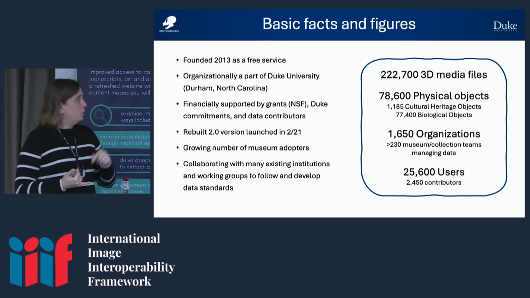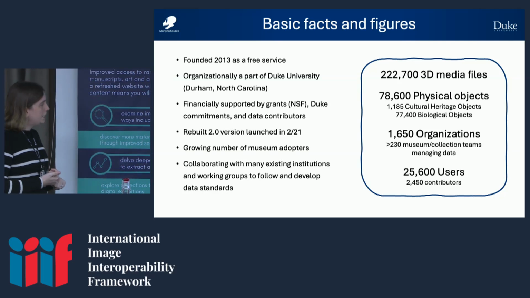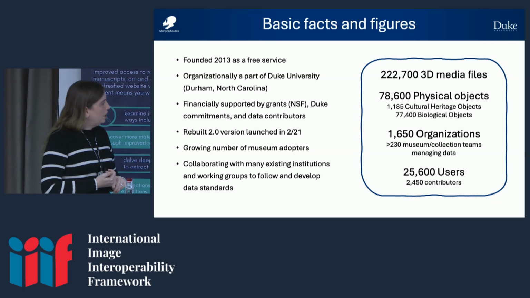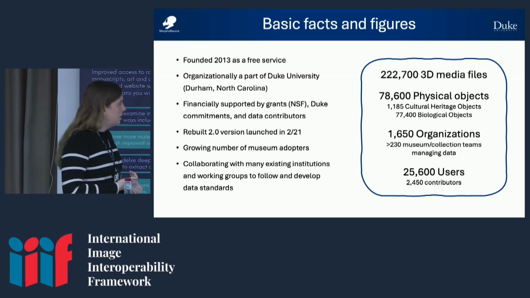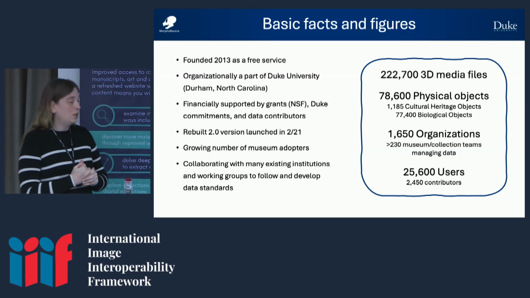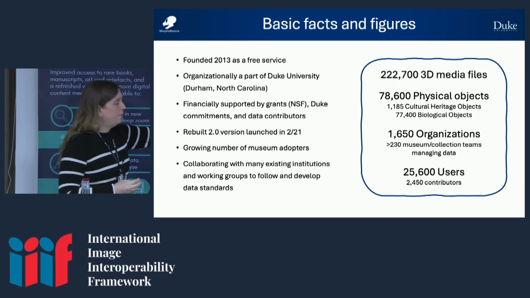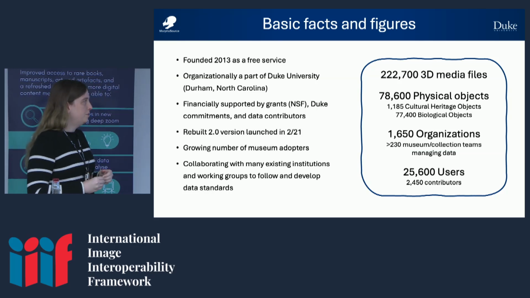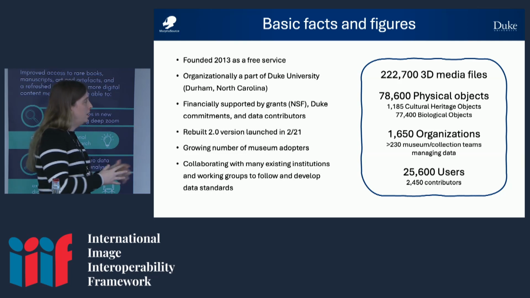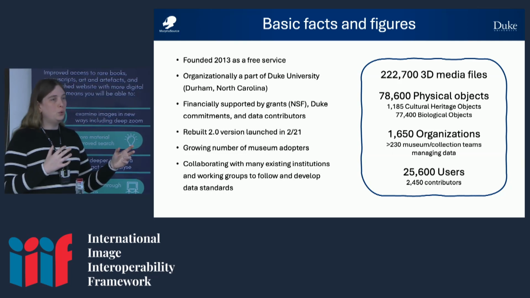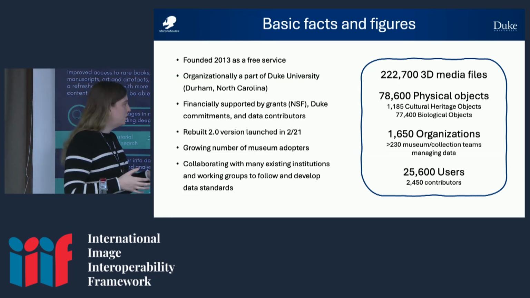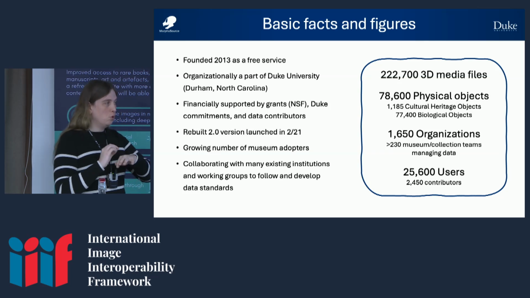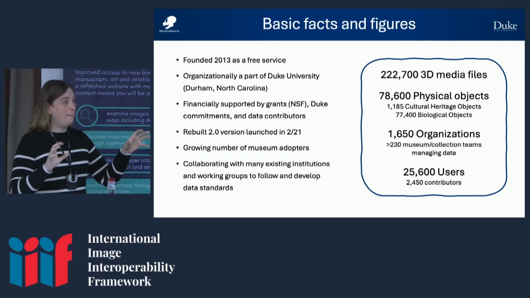We have been around for about 12 years. So we started in 2013, and right now we have over 222,000 media files on the site, representing over 78,000 physical objects, of which over 1,000 are cultural heritage objects. As I said, we started as a natural history only repository. We rebuilt the whole site in about 2017 to also be able to support non-biological cultural heritage objects. And we are continually doing more and more things to try and support that better.